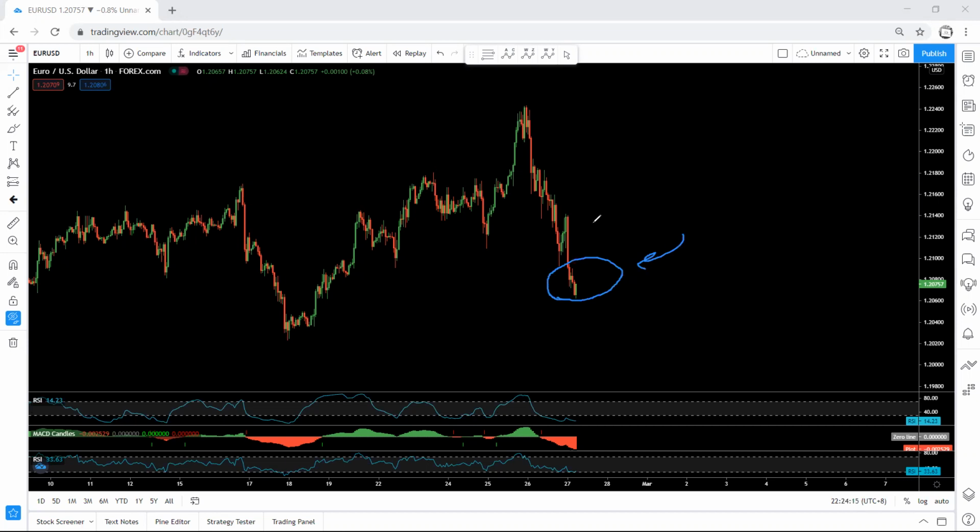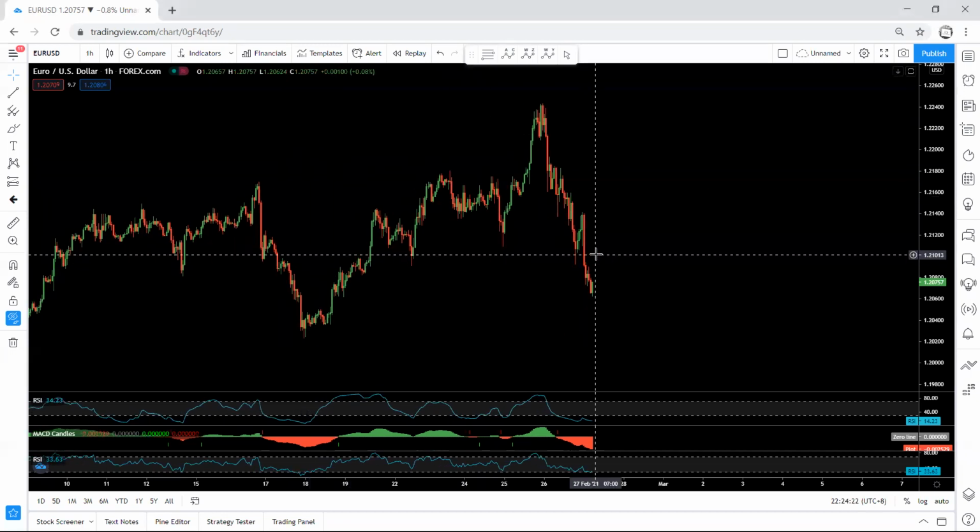The only thing is we need to see what we get from here. As I mentioned, anyway, we just follow the market. When the market opens, if I see any changes, any trade setup, then I will share.